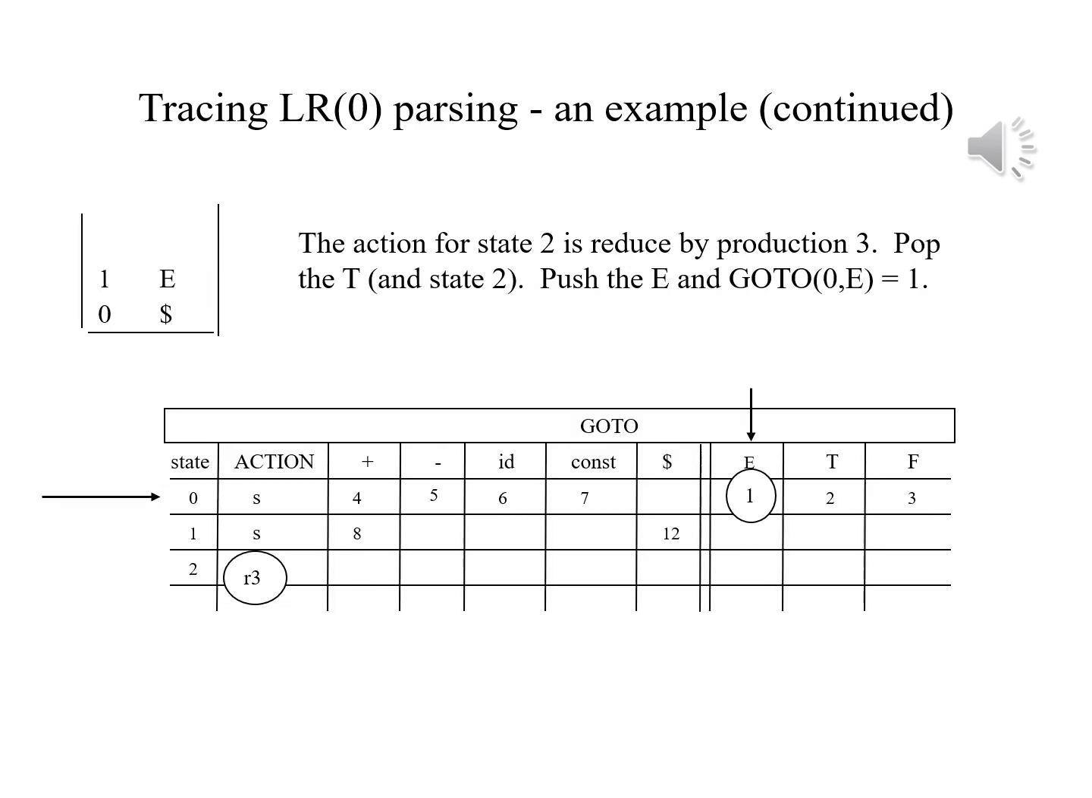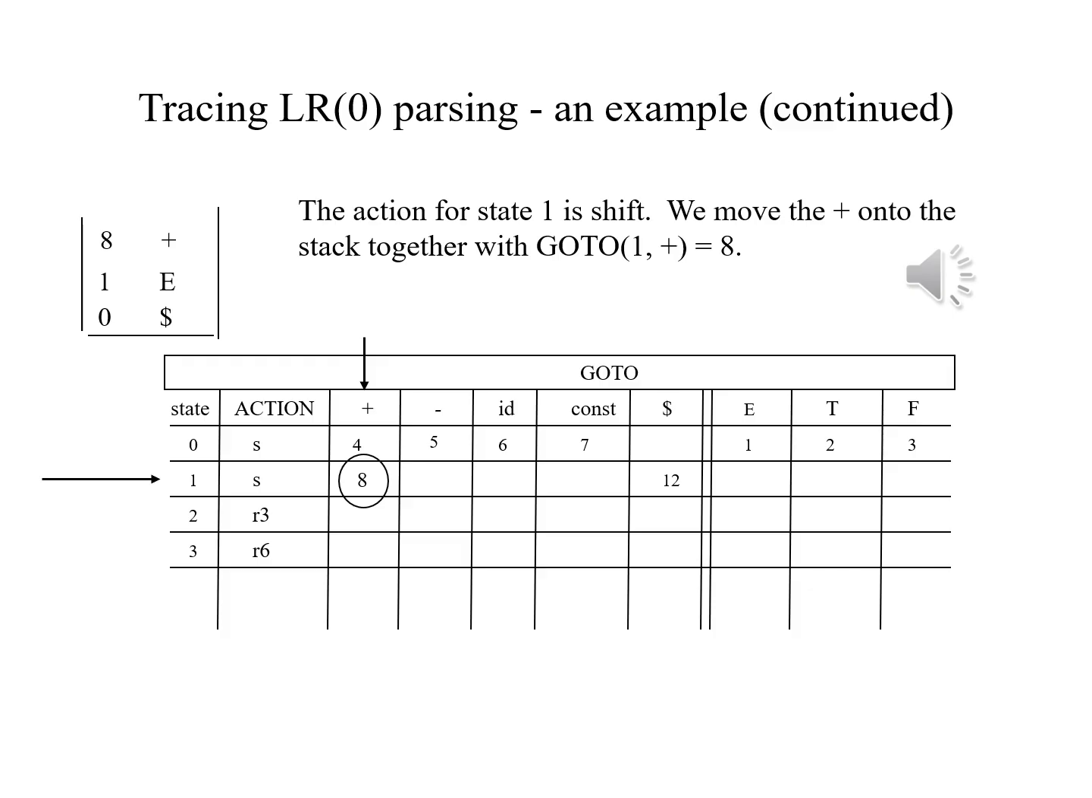The action for state 2 is reduce by production 3. We will pop the term together with state 2. We will now push the expression together with the goTo of state 0 and expression, which is state 1. The action for state 1 is shift. We will move the plus onto the stack together with the goTo of state 1 and the plus sign, which is state 8.